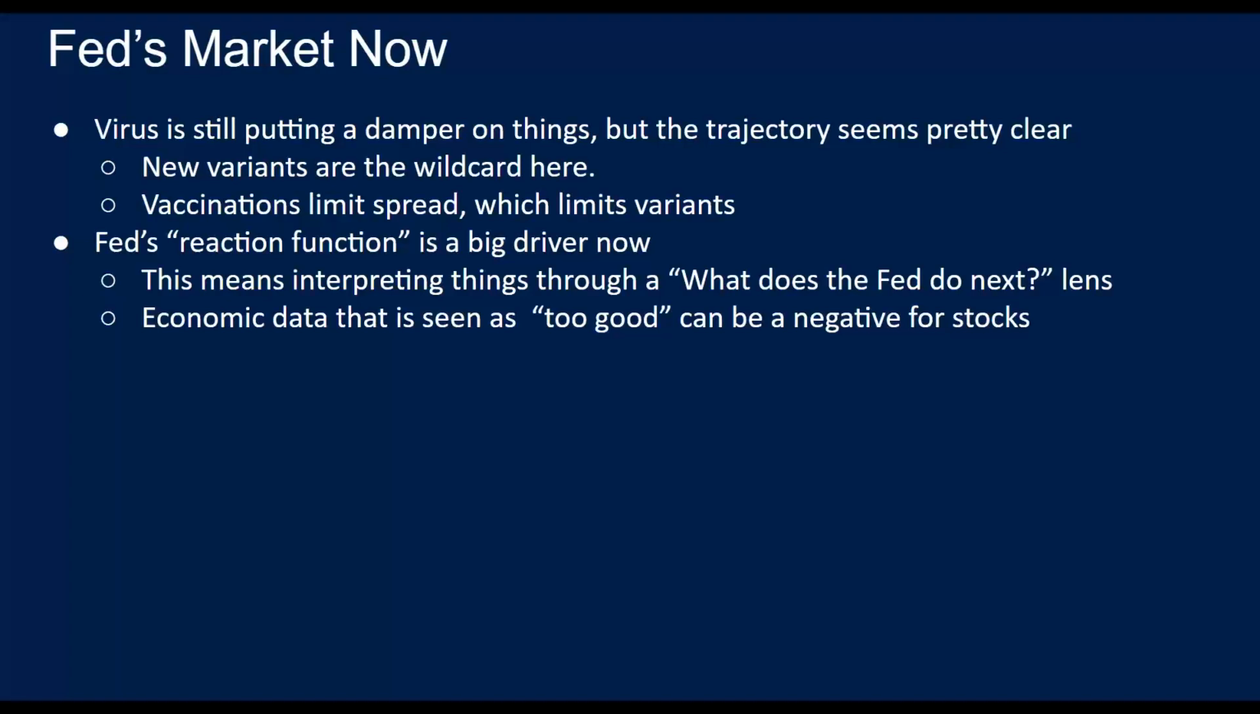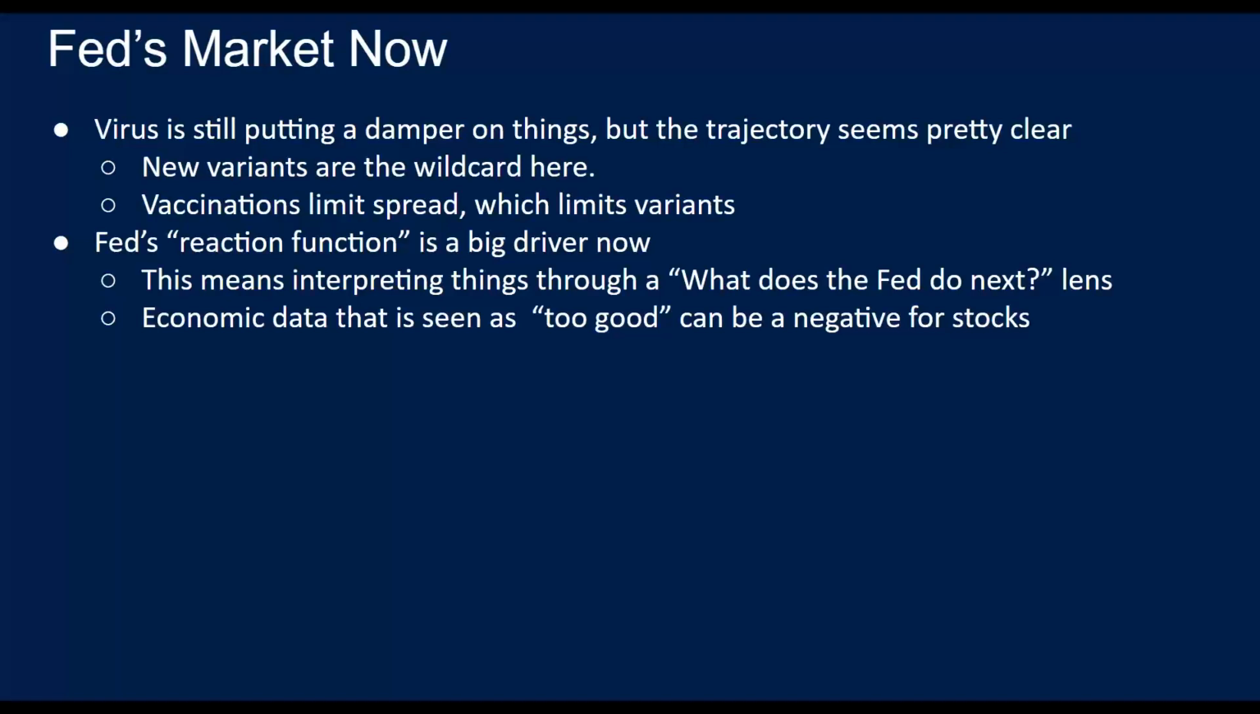But you get what's called the Goldilocks trade, or the good news is bad news trade, where economic data that's seen as being a little bit too good signals to the market, oh, the Fed might raise rates or they might stop their bond buying sooner than we expected. And so that ends up being a negative for stocks. Whereas things that come in a little bit on the weaker side can be a little bit more positive for stocks because they imply that the Fed is going to stay lower for longer.